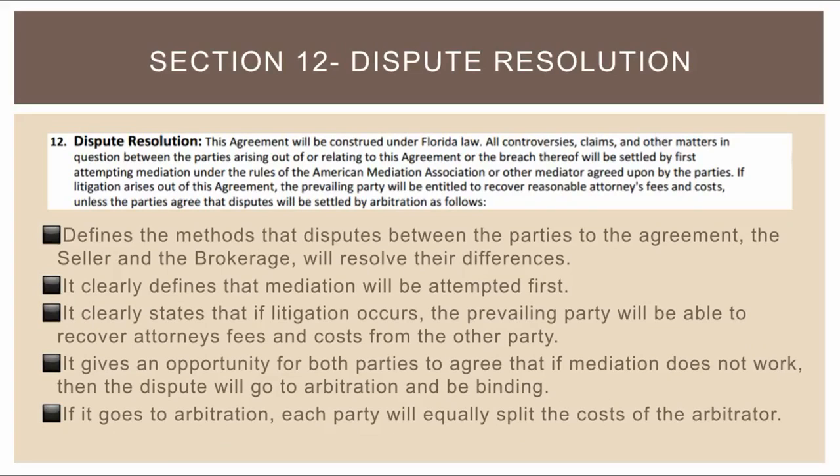Section 12 discusses dispute resolution. This defines the methods the parties to the agreement, the seller and the brokerage, will use to resolve their differences. It clearly defines that mediation will be attempted first. It also clearly states that if litigation occurs, the prevailing party will be able to recover attorney's fees and costs from the other party. It gives an opportunity for both parties to agree that if mediation does not work, then the dispute will go to arbitration and will be binding. And lastly, if it goes to arbitration, each party will equally split the cost of the arbitrator.